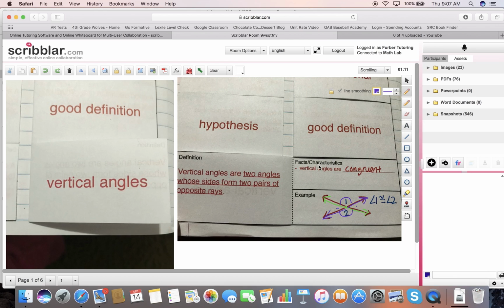Well, what we know and what characteristic we understand to be true about vertical angles is that vertical angles are congruent. So the way that I recognize vertical angles is I look for an X. When I find an X, I look at the angles that are across from each other on that X. Those are vertical angles. So angle 1 and angle 2 are congruent to each other.